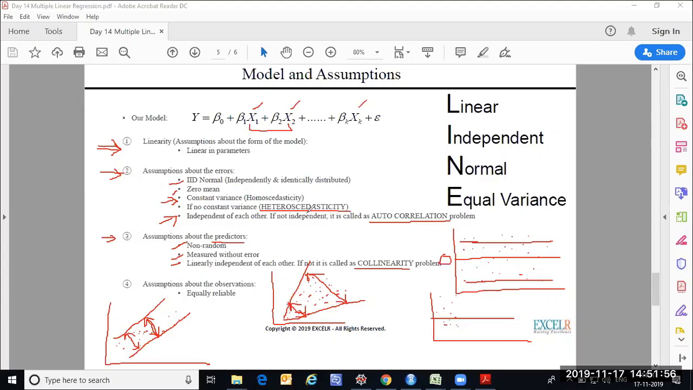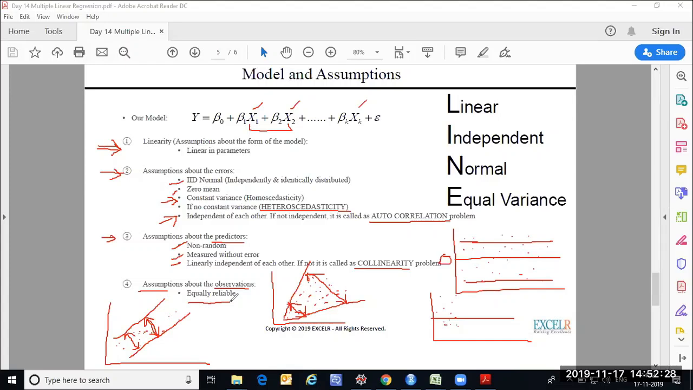We'll come back to that point. Okay. Now coming to the assumptions about the observations. What are the observations? Observations are nothing but the rows in our data, right? The actual values. They should be equally reliable. That means you shouldn't be biased towards a class of variables, right?